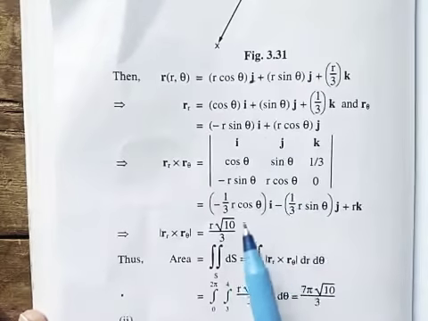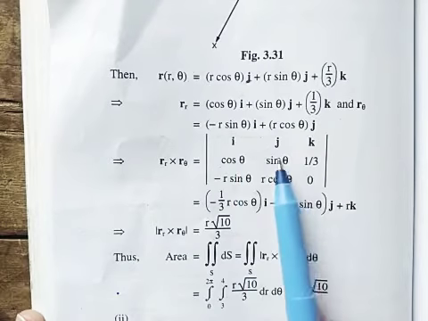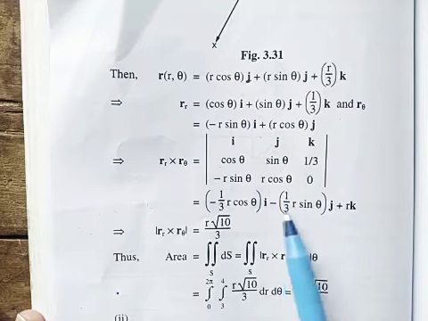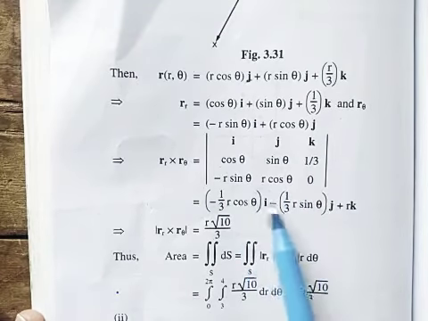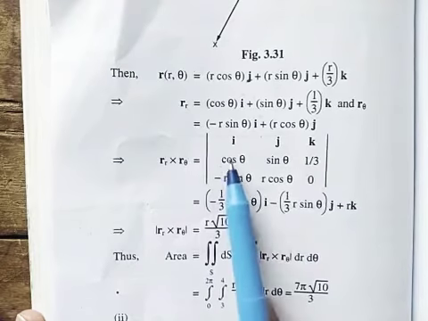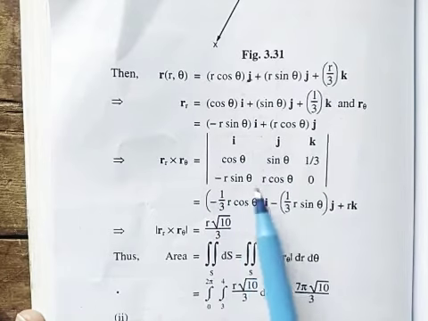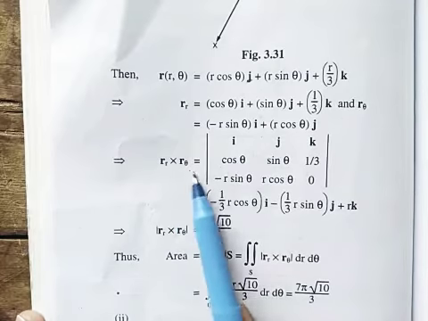So its determinant is what? Then we calculate its determinant: i common, 0 minus 1 upon 3 r cos theta, minus j, 0 minus minus plus 1 upon 3 r sin theta, plus k, r cos square theta minus minus plus r sin square theta. So that will become r only, r k. This is r_r cross r_theta.